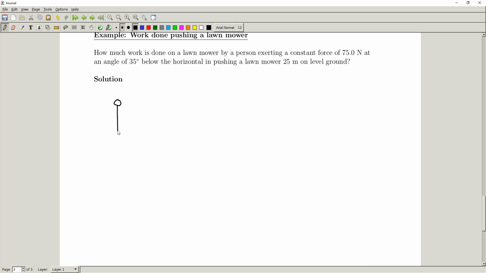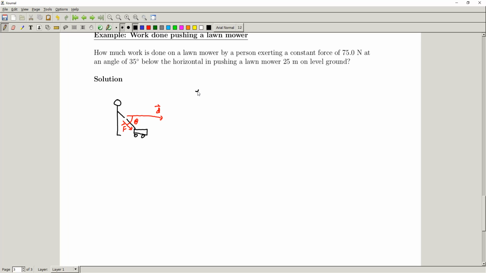We can imagine we have our person here. They are applying a force on a lawnmower like this. And I'm going to draw in a different color here again. So again, we have some force being applied here. We have some displacement in this direction, and we have some angle between the two of these. I'll call it theta here. And we're given some numbers.